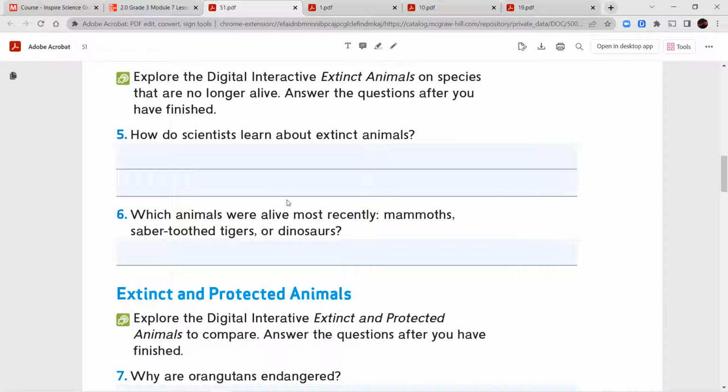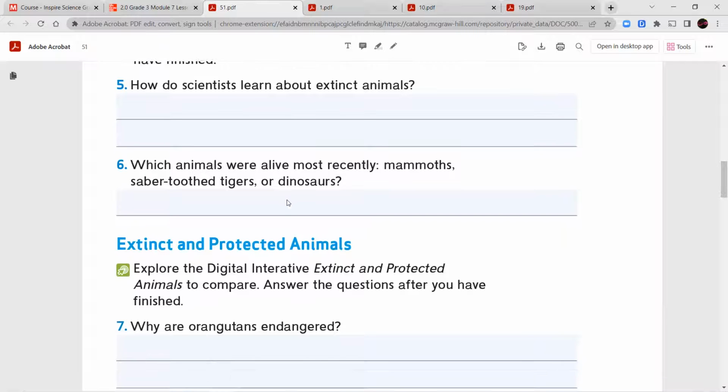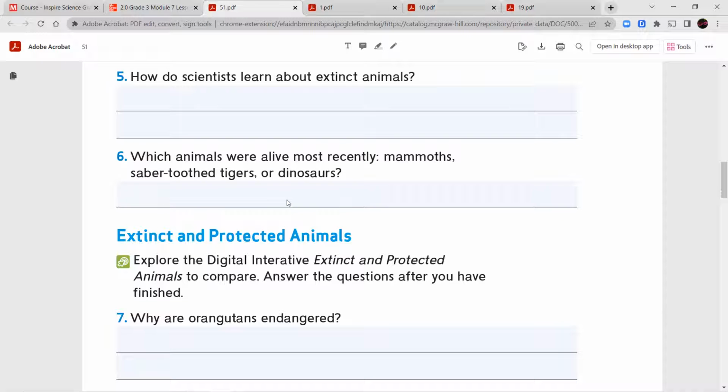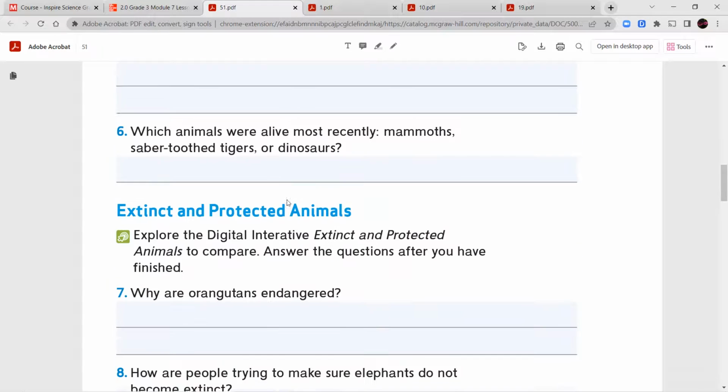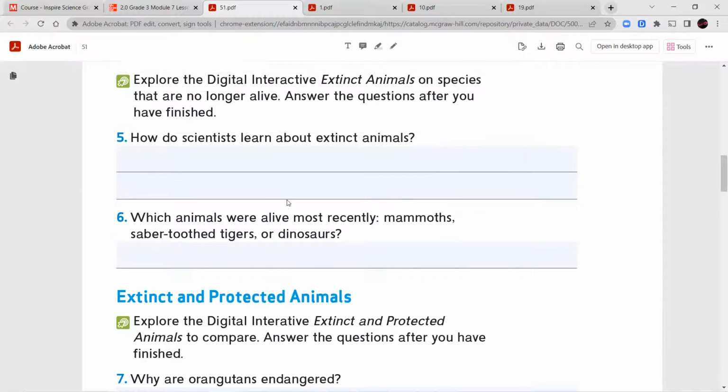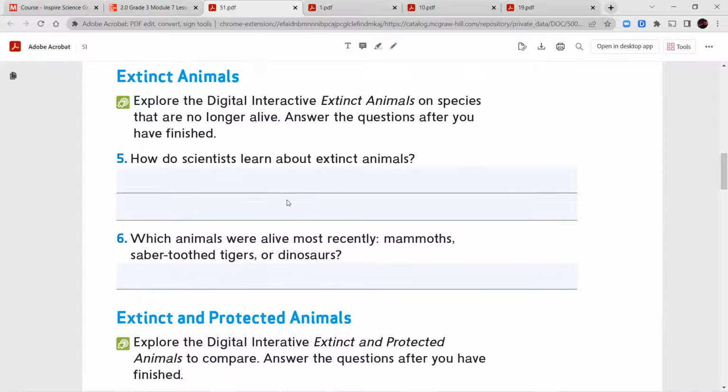Next, we're going to explore the digital interactive titled Extinct Animals on Species That Are No Longer Alive. And then we're going to answer the questions after we finish. How do scientists learn about extinct animals? Which animals were alive most recently? Mammoths, saber-toothed tigers, or dinosaurs? And then we're going to take a look at another interactive activity, and we're going to review those questions as soon as we get to it.